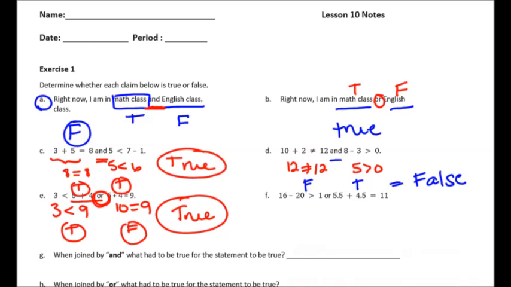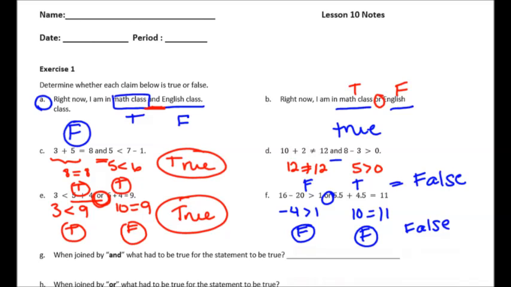All right, and then the last one here, 16 minus 20, is that greater than negative 1? This is a negative 4, is not greater than negative 1, or is 5.5 plus 4.5, that gives us 10. Does 10 equal 11? That's false too. So this whole statement is false, okay?